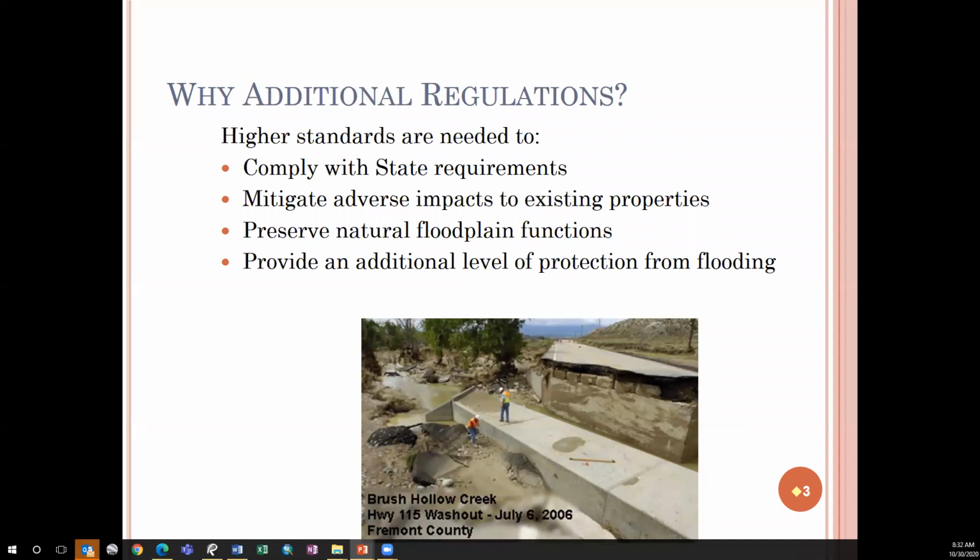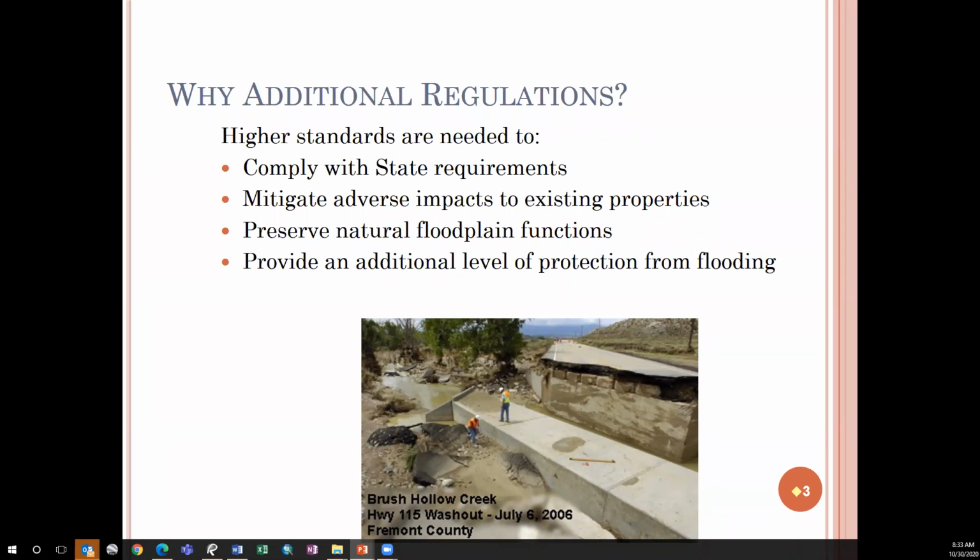So why would we want additional regulations? Well, in Colorado, first of all, all of us have been required to adopt model ordinances that follow the Colorado Water Conservation Board rules on stormwater. So if you've adopted the CWCB rules, congratulations. If you apply for CRS, you already have enough points to be a Class 9 community.